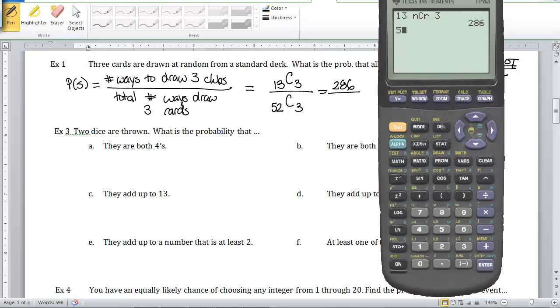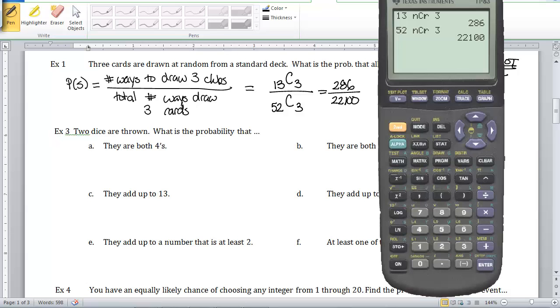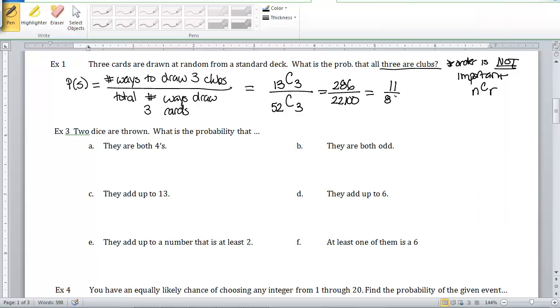In the denominator, I have 52 nCr 3, and that's 22,100. The last thing I need to do is see if this fraction simplifies at all. We almost always want to give our probability in terms of a simplified fraction. So to simplify this fraction, I could do 286 divided by 22,100. And if I do math, the first one is frac. That will change my decimal to a simplified fraction. So this simplifies to 11 over 850. So the probability that you would draw 3 clubs from a standard deck of cards would be 11 out of 850 chance. Let's now look at the next example.